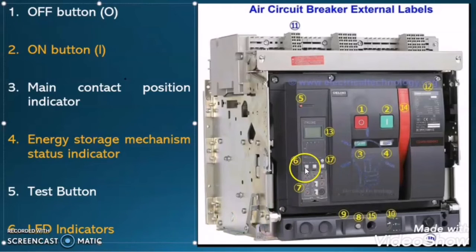These are the LED indicators. They will show on which fault this ACB has been tripped. If the ACB is tripped under overload condition, then the overload indication will glow, and if the ACB is tripped due to a short circuit fault, then the short circuit fault indication will glow, and if the ACB is tripped due to a ground fault, then the ground fault indication will glow. So these are the indications which tell us under which fault the ACB has been tripped.